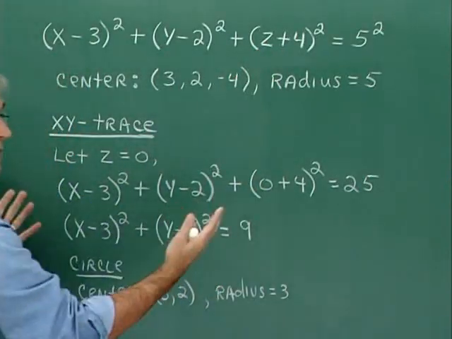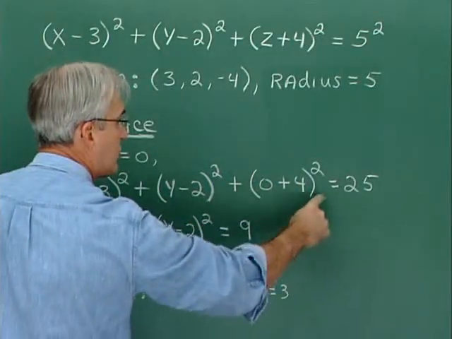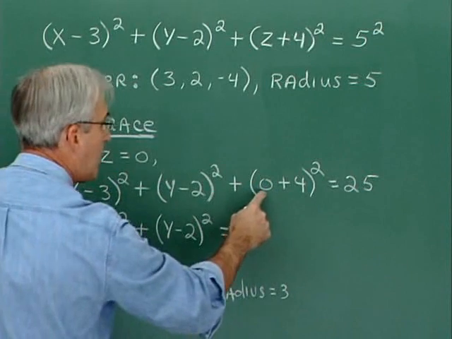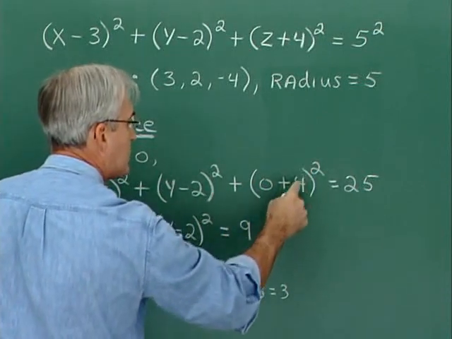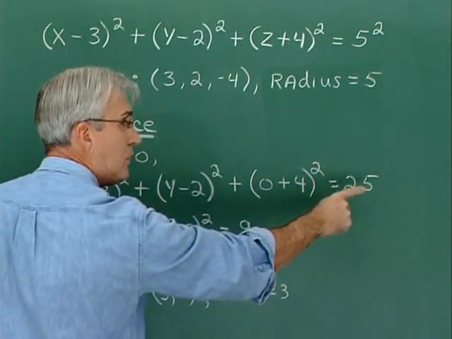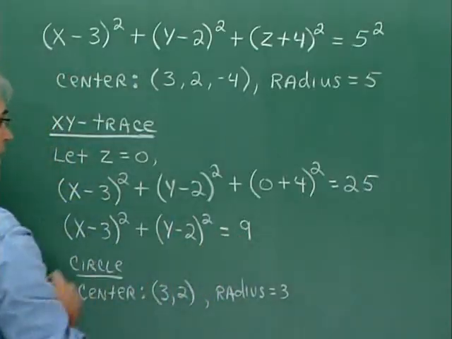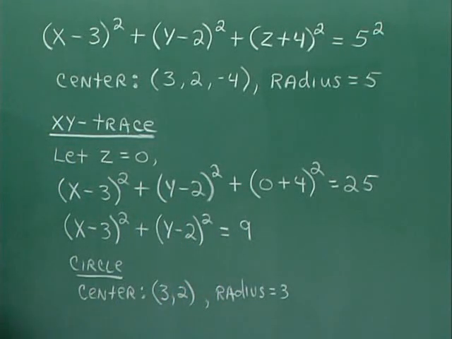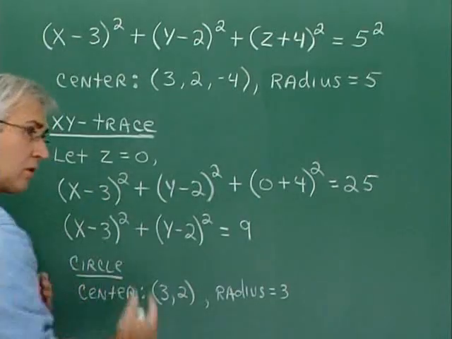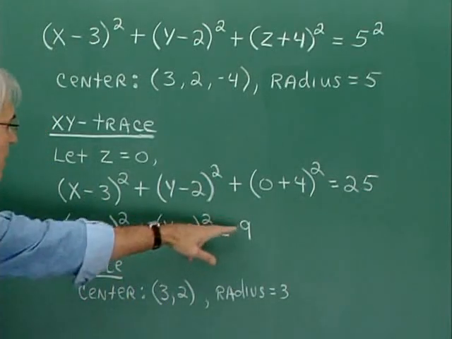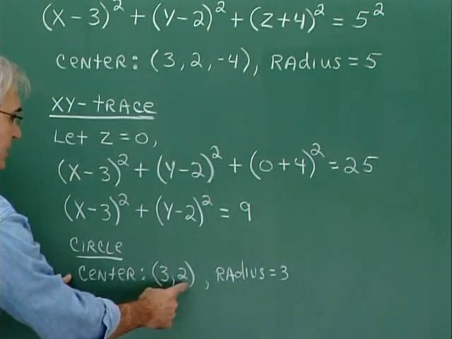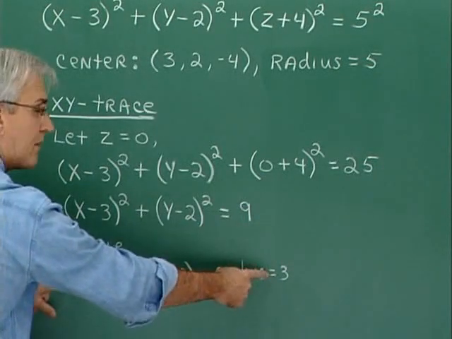You see, and evaluate. Now that just causes us to change the value of the constant over here, and the z term goes out. But we have 0 plus 4, 4 squared is 16. If I subtract 16 on both sides, I get 9 for the constant on the right. And these components stay the same. So the trace is a circle, and here is its equation. And the circle has a center at 3, 2, and it has a radius of 3.